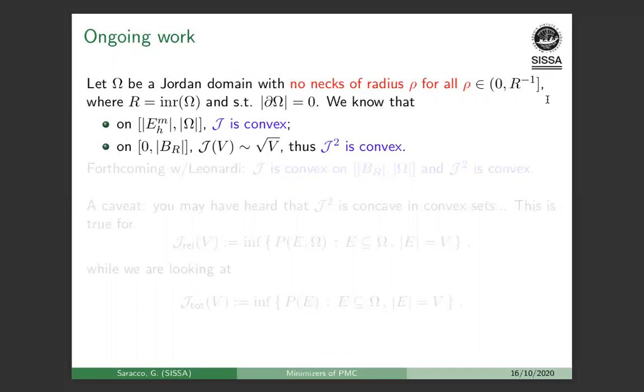Below a certain threshold, which is given by the volume of the biggest ball you can fit in, the isoperimetric profile goes like the square root of the volume, and its square is convex. Now, what we are doing with Gianpaolo is we prove that actually the isoperimetric profile is convex above the volume of the greatest ball you can fit in omega, and actually its square is globally convex. So this is a forthcoming result, which is probably coming out maybe before Christmas, as a Christmas gift.